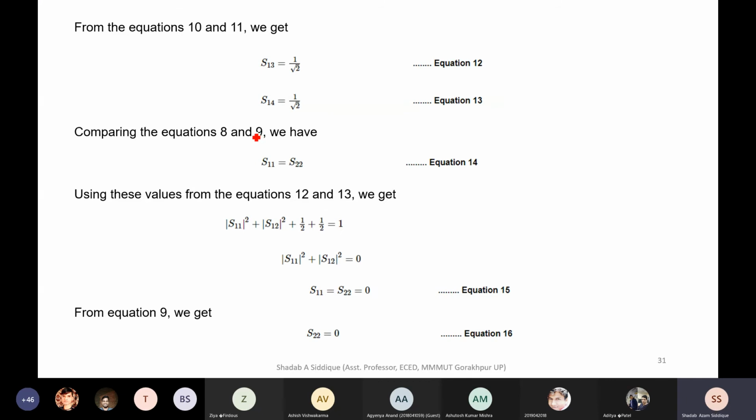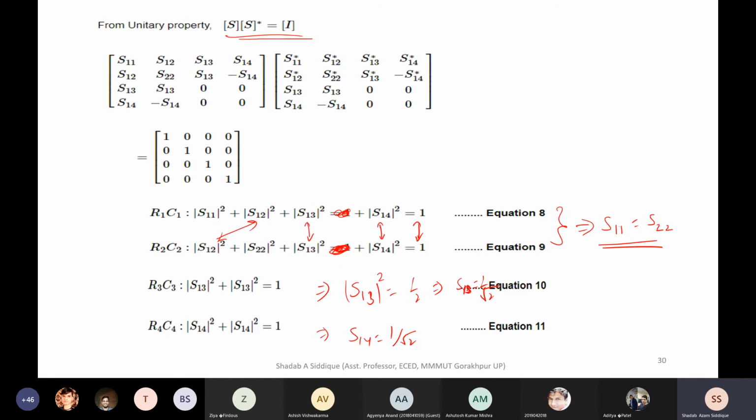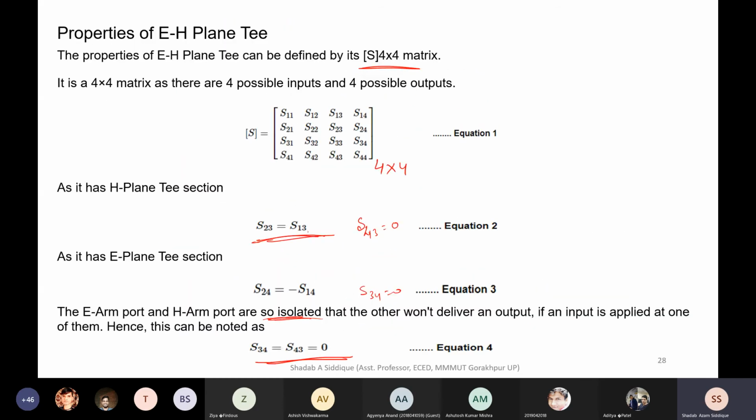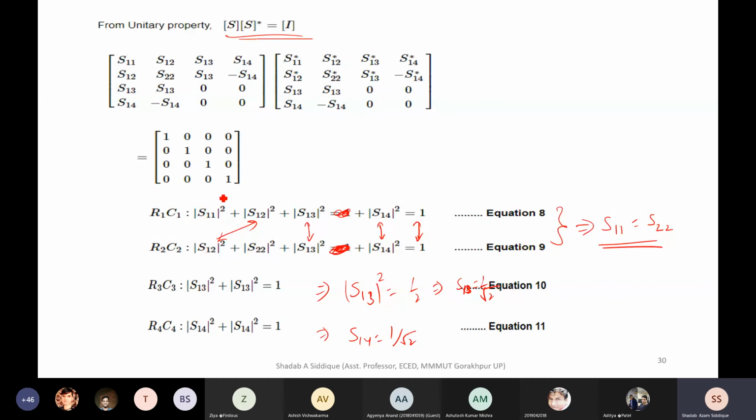So we can use that 0 property also and we can find it out. So now from this we can find out S13 is equal to 1 by root 2, S14 is equal to 1 by root 2 and S11 is equal to S22. Now we have S11 square, S12 square plus half which is equal to 1. So we have used this equation number 1 and we got S13 and S14.